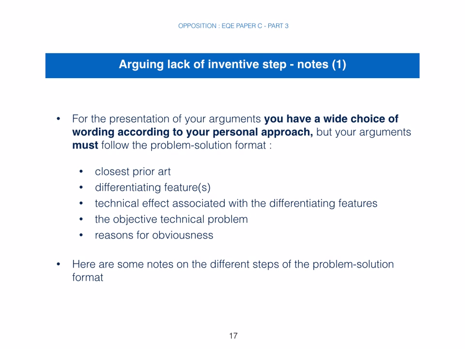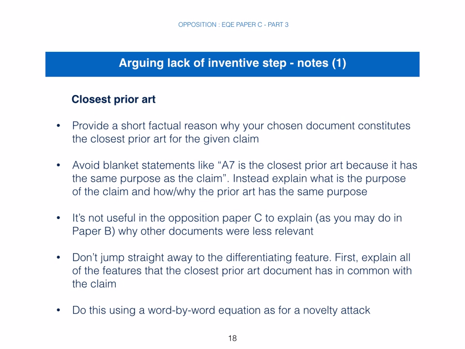Here then are the steps of the problem and solution approach: closest prior art, differentiating features, technical effect associated with the differentiating features, the objective technical problem, and reasons for obviousness. Here are some notes on the different steps of the problem solution format, beginning with the closest prior art.